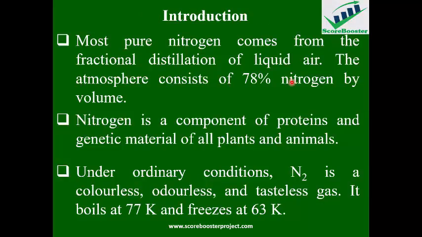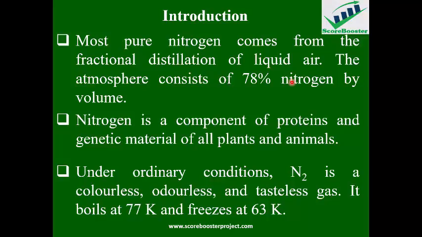In the atmosphere, we have a mixture of gases. We have CO2, in very small quantity, like 0.03%. We have oxygen, around 21%. We have some inert gases, some impurities and water vapor in the atmosphere. The gas that occupies the most volume in the atmosphere is nitrogen. This nitrogen occupies up to about 78% by volume.